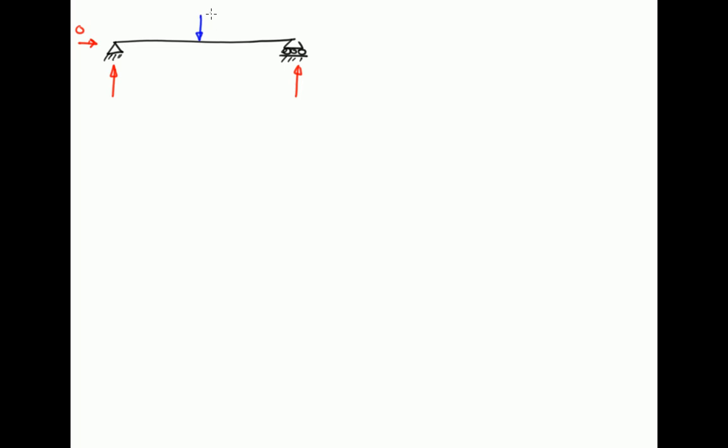Under a load of P at mid-span, which was at L divided by 2, where the total length of the beam was L, we ended up with reaction forces of P divided by 2 and P divided by 2 at both A and B, where this was support A and this was support B.